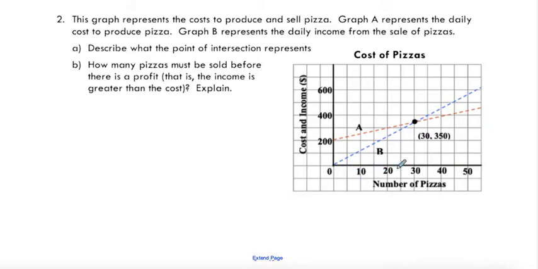And the bottom represents the number of pizzas being sold or being made. Okay, so graph A, the red line, represents the daily cost to produce the pizza. For each number of pizzas that you make throughout the day, this is how much it would cost to make those pizzas. The blue line represents how much you're going to earn by selling the pizzas. So we'll notice that if you don't sell any pizza, you make $0.